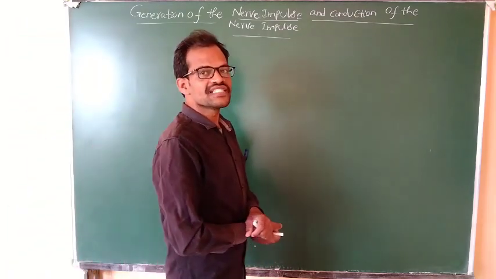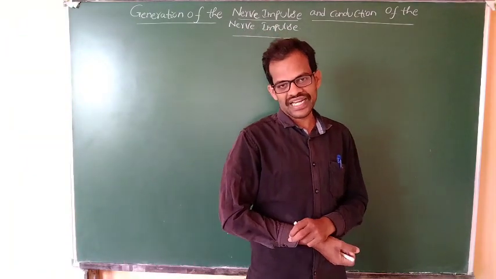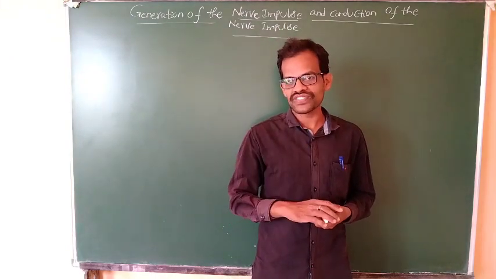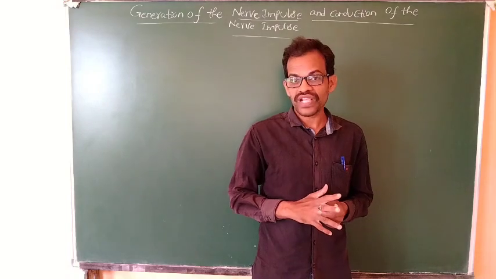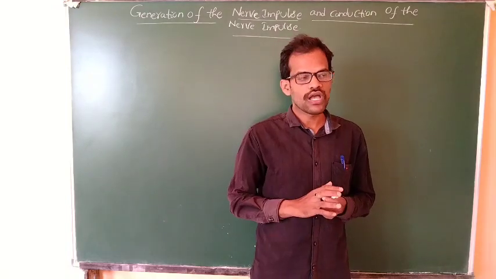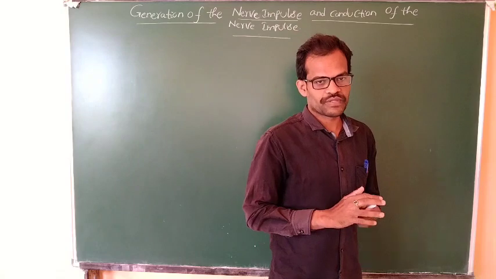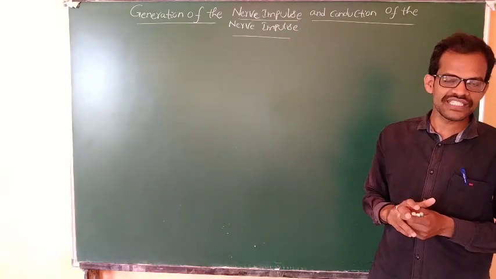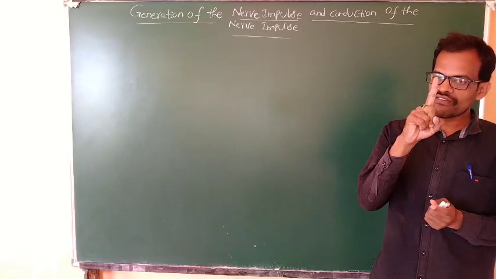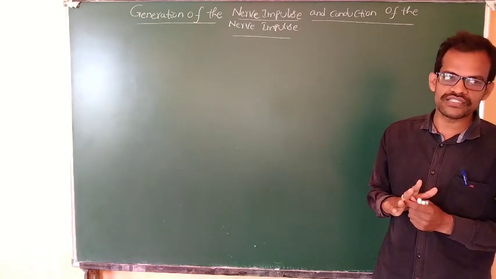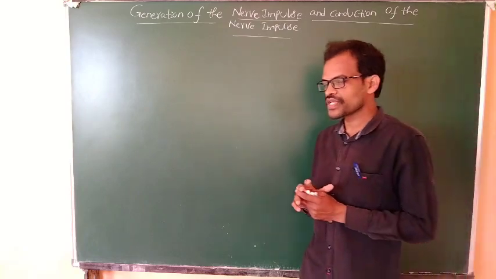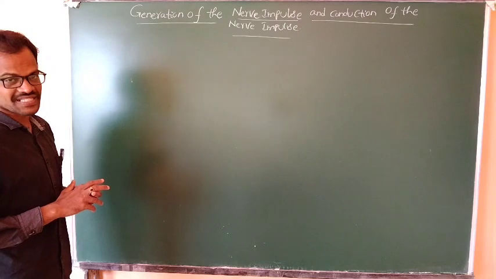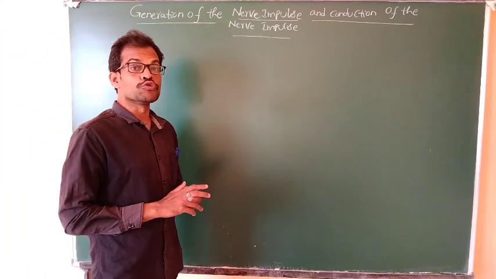In our body we have nervous tissue. The nervous tissue consists of two types of cells. What is the first type of cell? Excitable cells. Excitable cells means neurons. The second type is non-excitable cells, which are also present inside the nervous tissue.